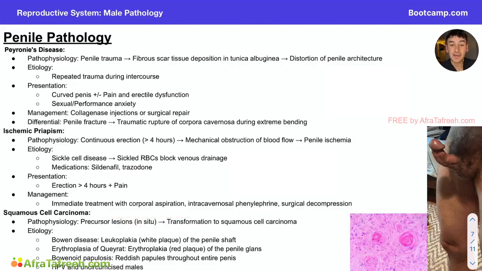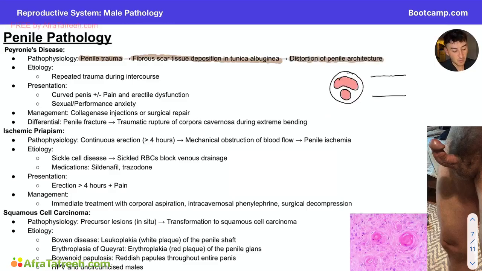And essentially, the pathophysiology here is chronic microtraumas to the penis. This is usually going to be in the setting of intercourse that's really rough or excessive aggressive masturbation. And essentially fibrous scar tissue deposits in the tunica albuginea. And this is because the chronic microtraumas lead to deposition of scar tissue over time as the penis tries to repair from those microtraumas. And this can lead to distortion of the penile architecture. So let's take a closer look at what this exactly means.